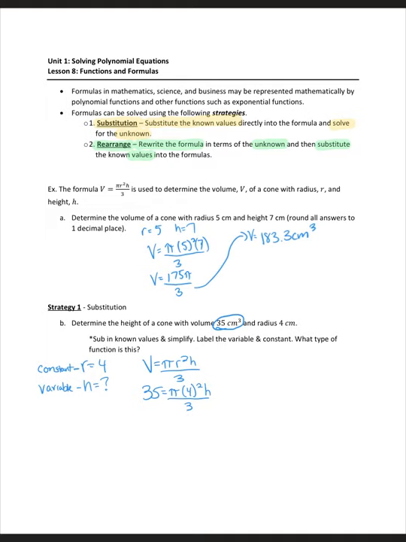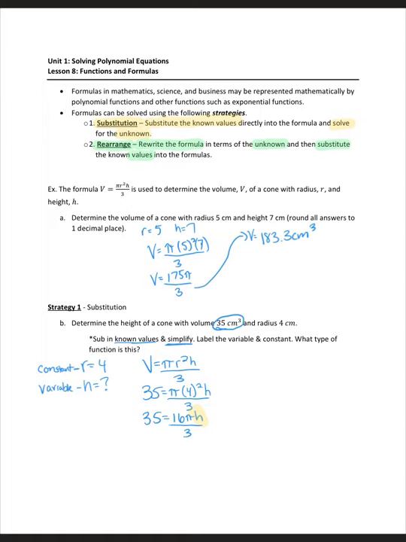Okay, so we've substituted in our values. We don't know what h is yet, so we're going to simplify. We subbed in our known values, and now we're going to simplify as much as we can and then solve for our unknown value. So 35 equals pi times 4 squared, which is 16, so 16 pi times h divided by 3. Okay, so I'm going to start isolating for h now because that's what I'm trying to find.